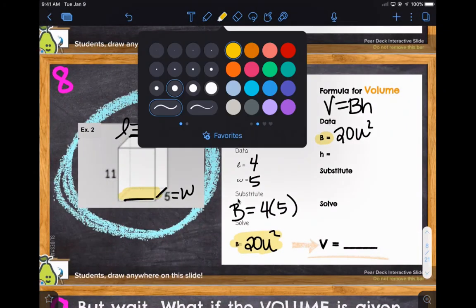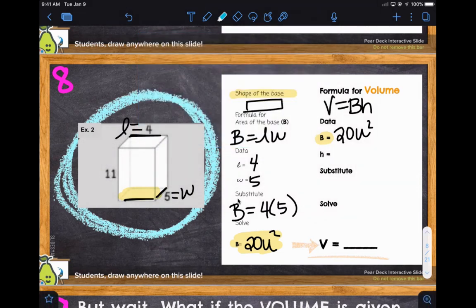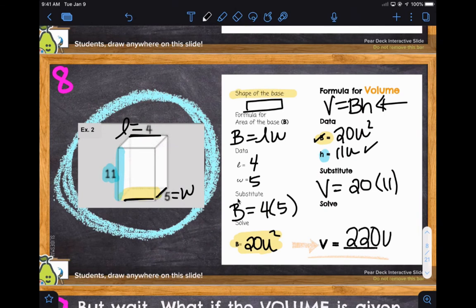Now we need the height, which is the distance between the two bases. So here, we will use 11 for the height of the prism, 11 units. So we substitute into this formula: volume equals big B, which is 20, times height, which is 11. So the answer here will be 220 cubic units for the volume of this rectangular prism.